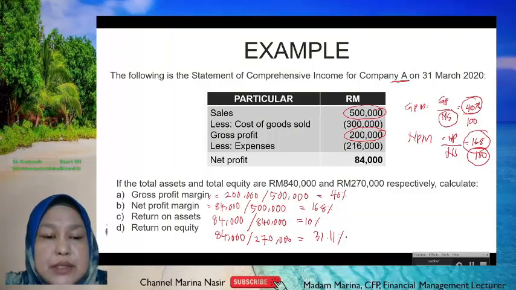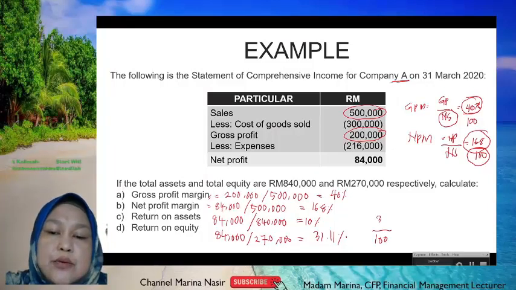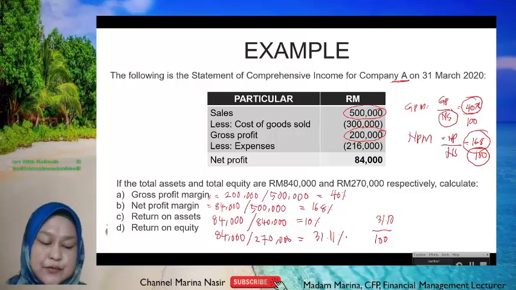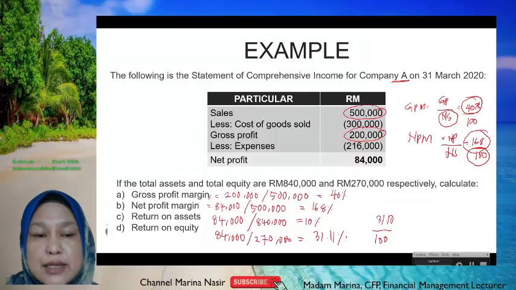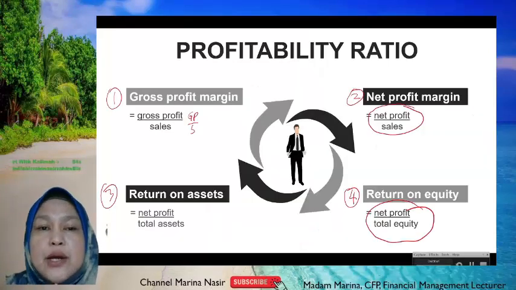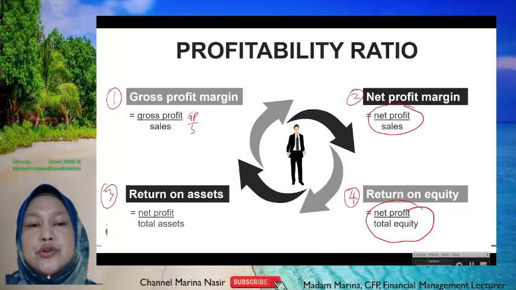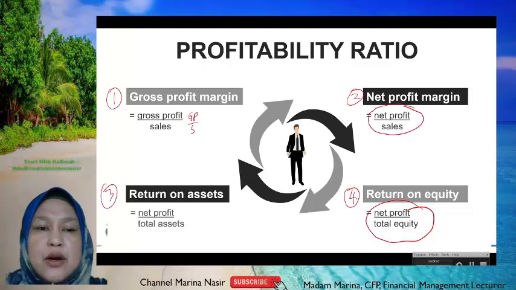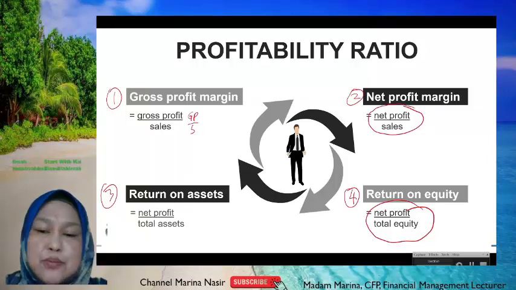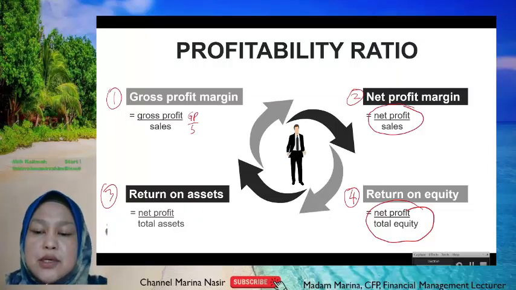So how to interpret this ratio? For every 100 ringgit company A total equity, they can generate 31.1 ringgit net profit. So that's how to calculate and how to interpret the profitability ratio. I repeat again why we have to calculate the profitability ratio. You want to know either the company is making profit or not, or generate gross profit from the sales and from the total asset and also total equity.